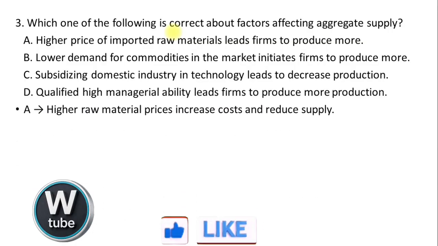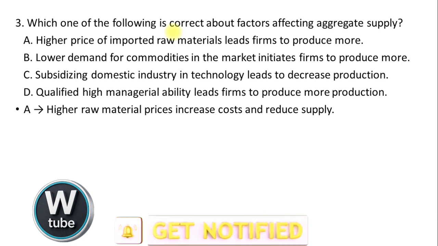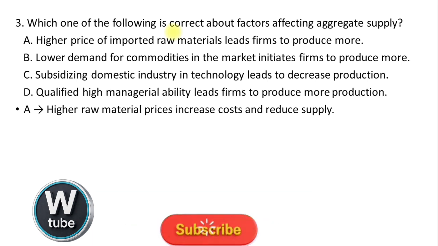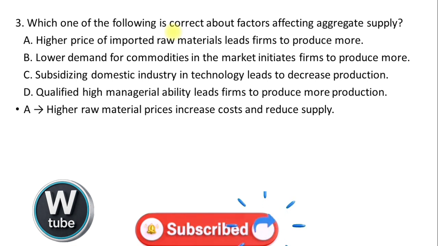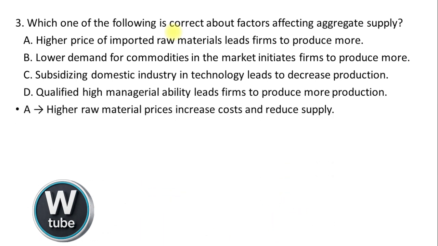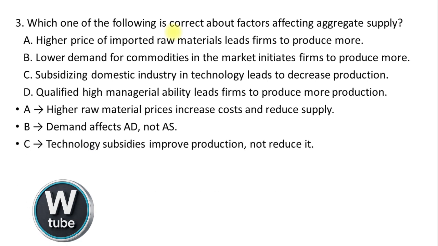Good. A is not the answer because higher raw material prices increase costs and reduce supply. But A says that higher price of imported raw materials leads firms to produce more. No. B is also not the answer because demand affects aggregate demand, not aggregate supply. C is also not the answer because technology subsidies improve production, not reduce it. So subsidizing domestic industry in technology leads to increased production. Okay, so the answer is D.